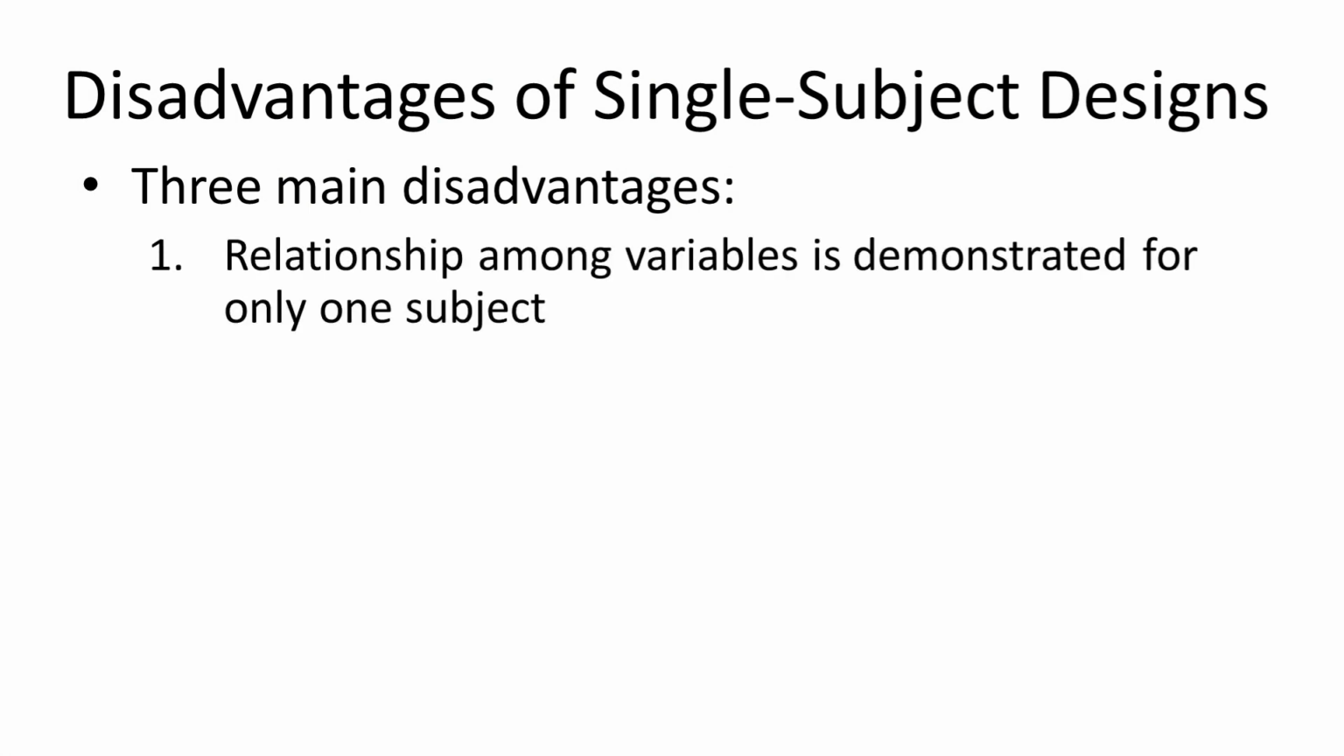But obviously there's some disadvantages to using a single subject design. There's three major disadvantages. The first one is, if you do observe a relationship, like a treatment effect, you're only observing that for a single person. And that can be a big problem. Remember, the whole idea of psychological research is we want to learn about humans. So if you're trying to learn about humans by looking at just one person, that's kind of a hard leap to make.